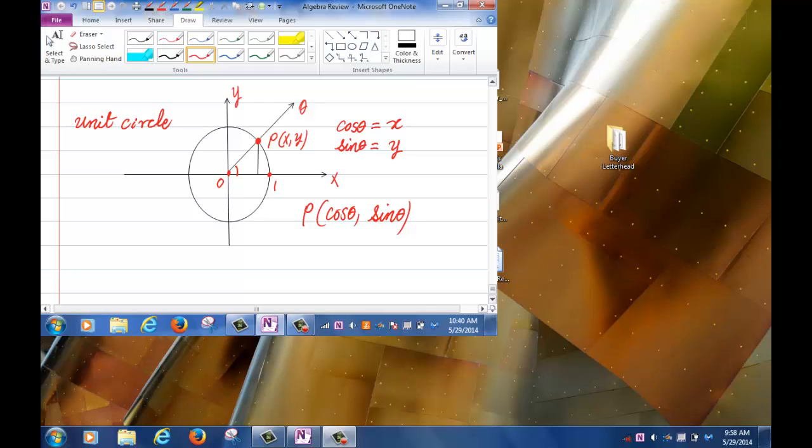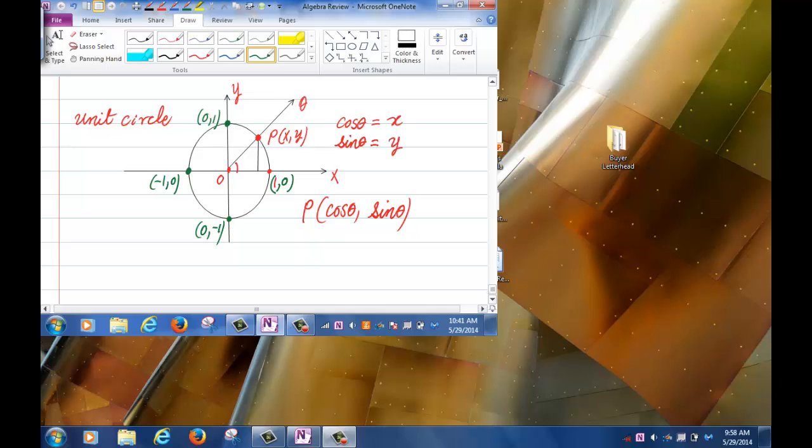Okay, so we can right away find some special values, right? So what are they? Notice that this point has coordinates 1 and 0. What are the coordinates of this point? 0, 1. What are the coordinates of here? Negative 1, 0. This point here. Okay, so from this, what can we say?